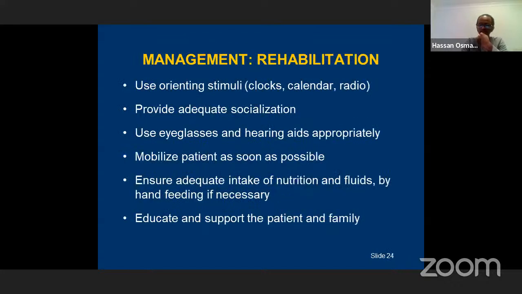And then regarding the rehabilitation, use orientation stimuli, for example, clock, calendar. This is just part of the environment. We've just talked about it. Use eyeglasses, hearing aids, those kinds of things. Mobilize the patient as soon as possible. Ensure adequate intake of nutrition and fluid, by hand feeding if necessary. And try to educate and support the patient and, again, the family.